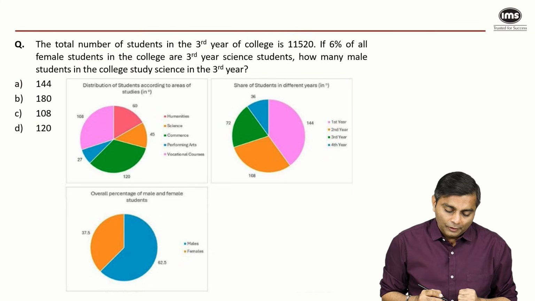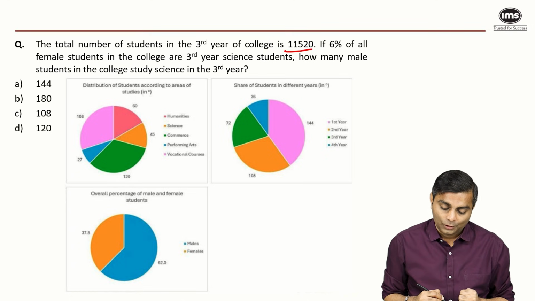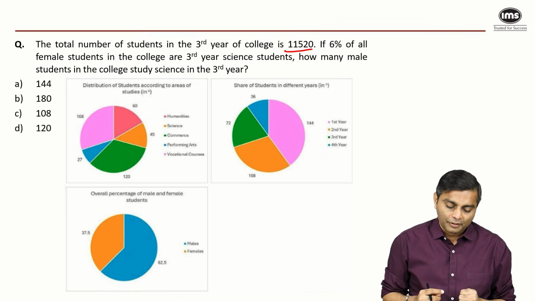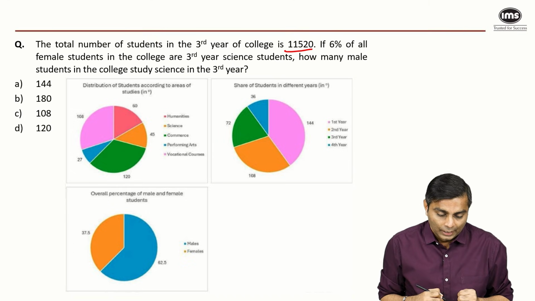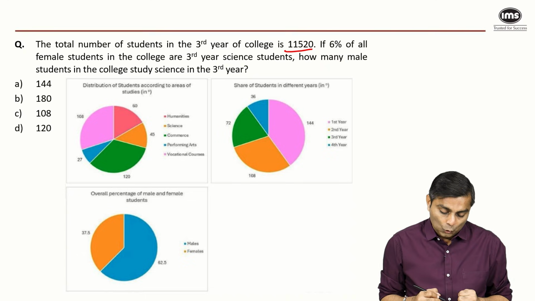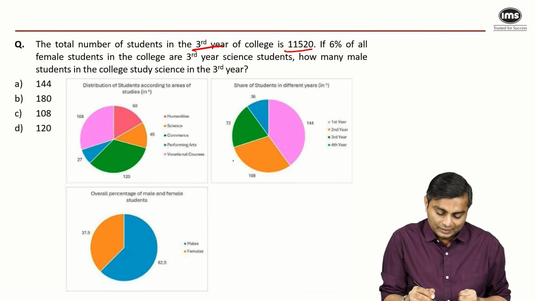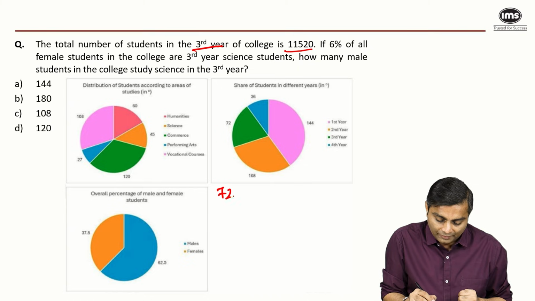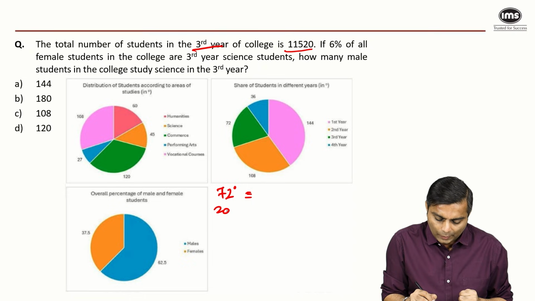They've said the total number of students in the third year of the college is 11,520. 6% of all the female students in the college are third year science. How many male students in the college study science in the third year? Perfect. Okay. So what we have to now go to is third year. So 72 degrees. 72 degrees on 360, 10 and 20. So basically this is nothing but 20%.